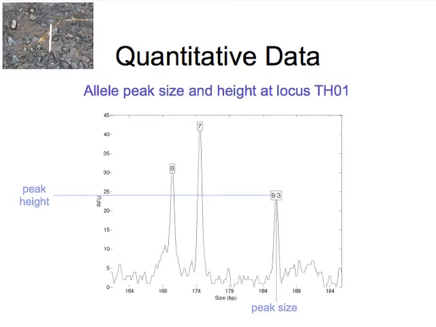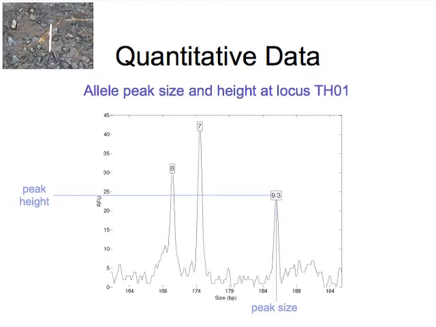And each of these peaks corresponds to one of the alleles. The location of the peak is which allele it is, and the height of the peak reflects how much of that DNA was present from that one allele. So this would indicate that there's more at 7 than there might be at 9.3. It's called 9.3 because it's almost 10. And that's the way these things are designated. So that's what quantitative data looks like.